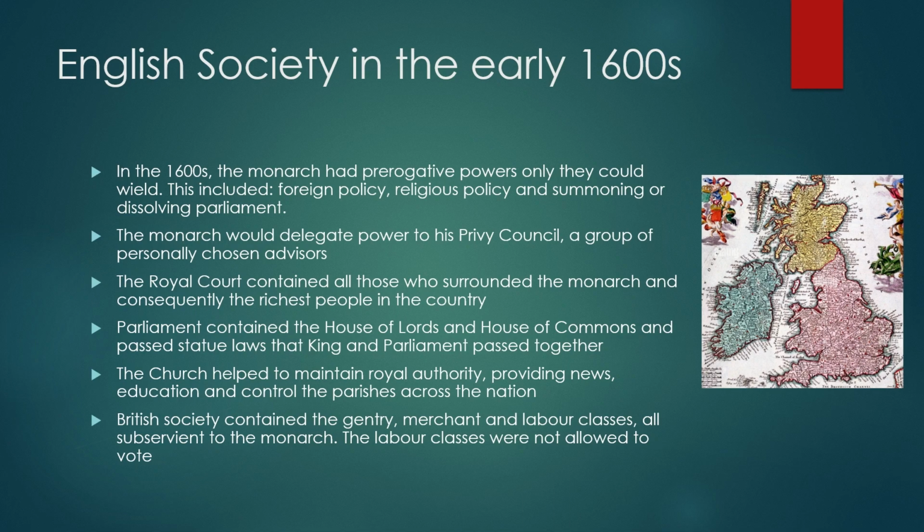This included things such as control of foreign policy, the religious policy the country would have to follow, and summoning or dissolving Parliament. So, quite literally, with foreign policy, they could decide where nations were going to be invaded, who they were going to fight against. With religious policy, touching upon the Protestant Reformation, it gave monarchs like Henry VIII the power to break away from churches and form their own churches and way of faith.